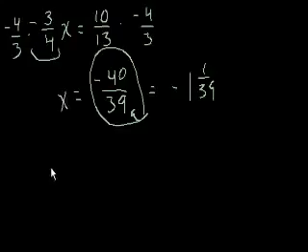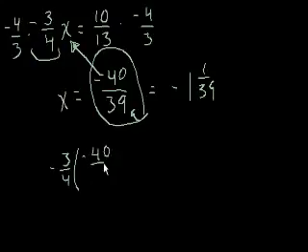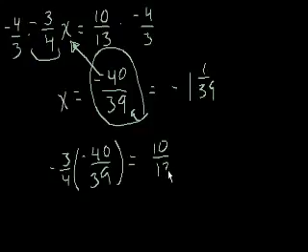So the original equation was minus 3/4 times x, and here we'll substitute the x back into the equation. Wherever we saw x, we'll now put our answer. So it's minus 40 over 39, and our original equation said that equals 10 over 13. And once again, when I just write the 3/4 right next to the parentheses like that, that's just another way of writing times.